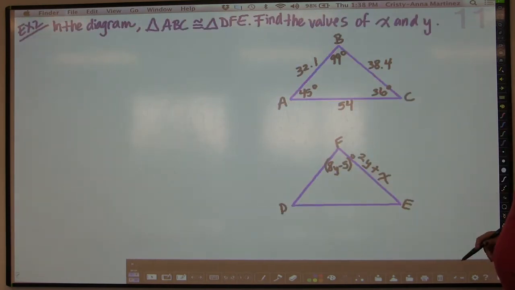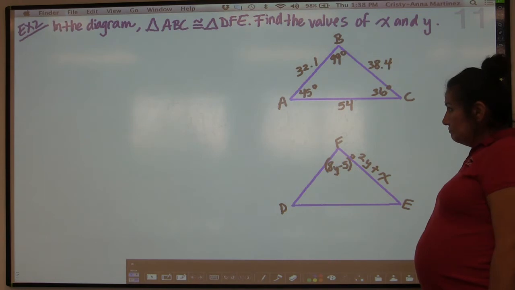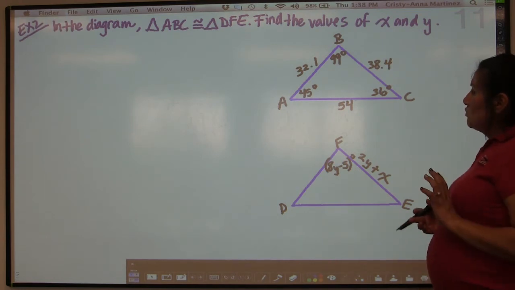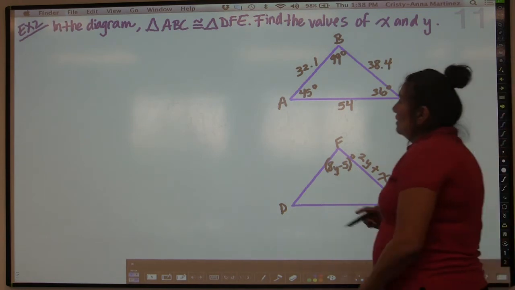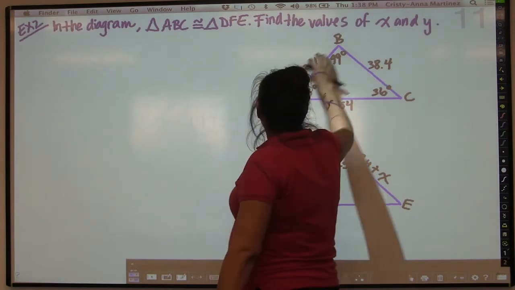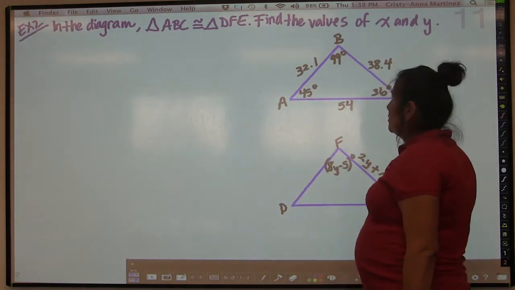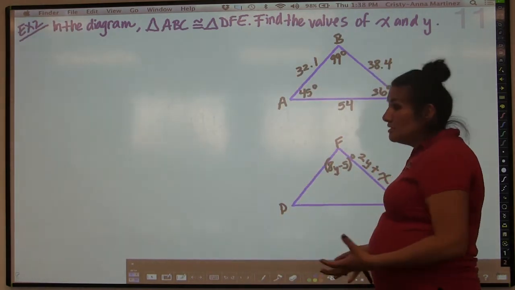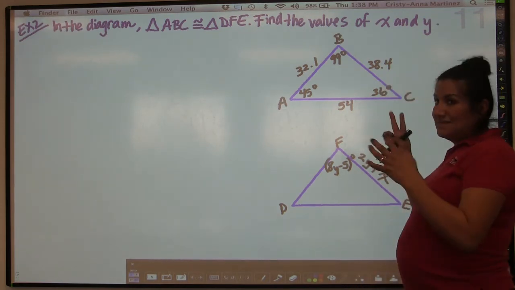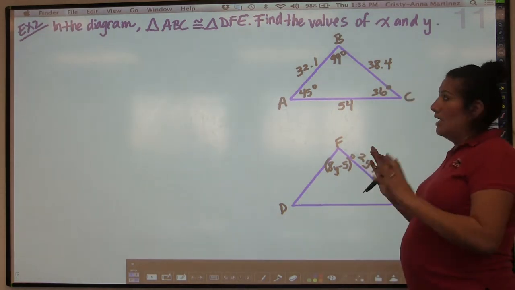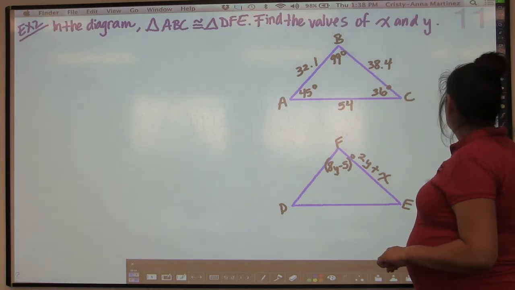Now in this diagram, there's triangle ABC, and they told us here that triangle ABC, which is this triangle here, is congruent to DFE, so we already know that they're congruent. And because they're congruent, that means that all of the sides are equal and all of the angles are equal. So they want us to find the values of x and y.